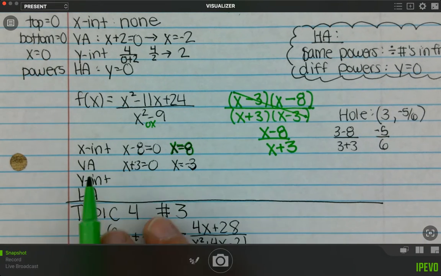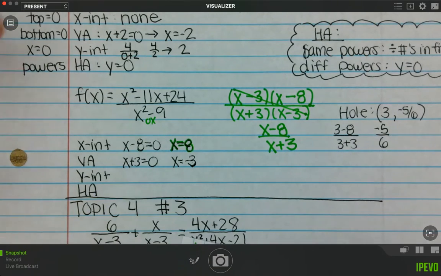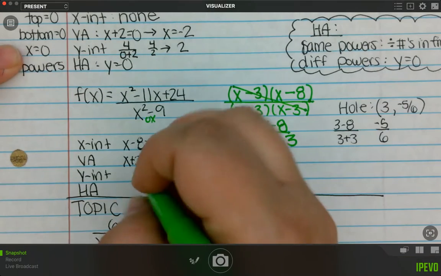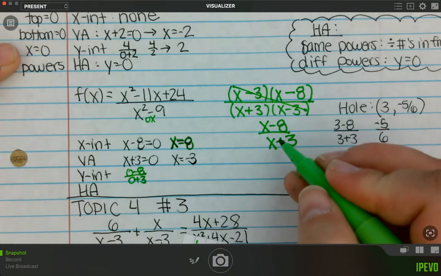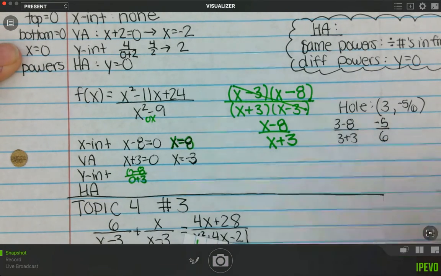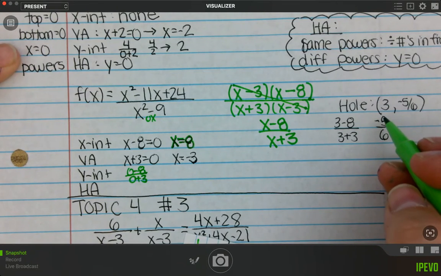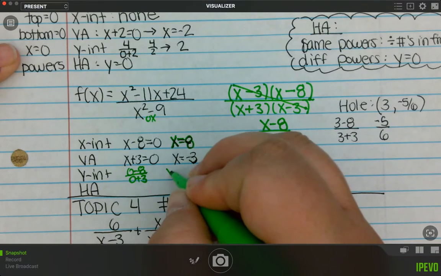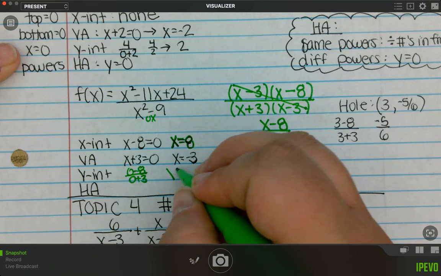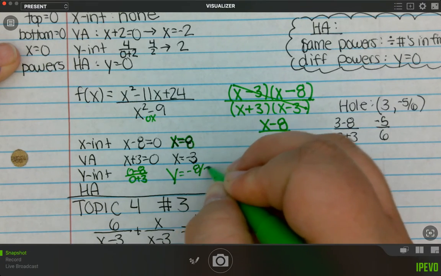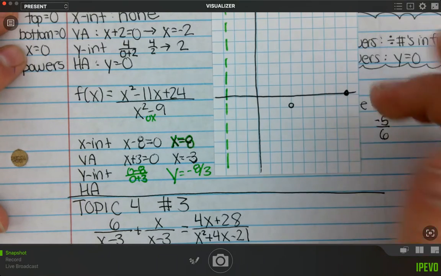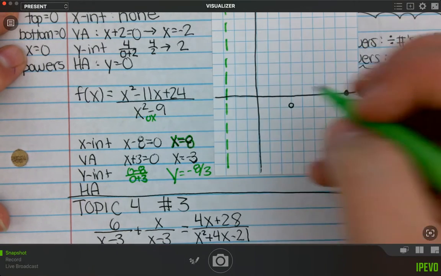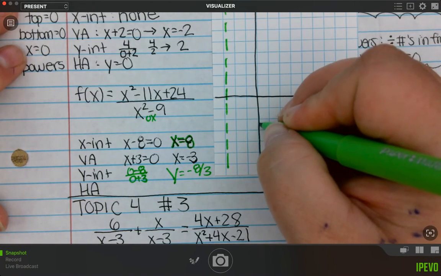And then my y-intercept is when I plug in 0 for x. So 0 minus 8 over 0 plus 3. I'm plugging 0 in for both of these x's the same way that I plugged in 3 for both of the x's. And I get -8/3. So I'm going to go -8/3, which is almost -3. It's -2.66 on the y-axis.